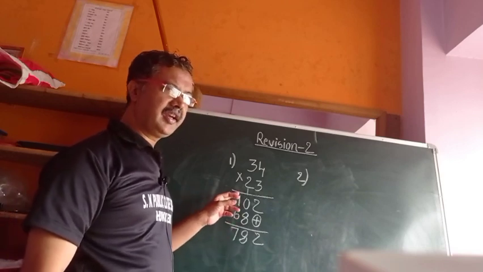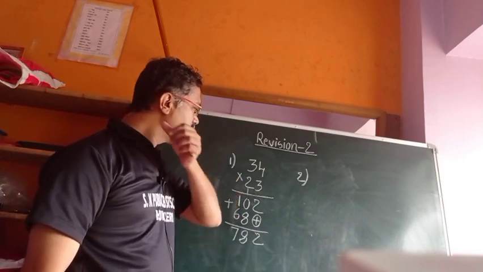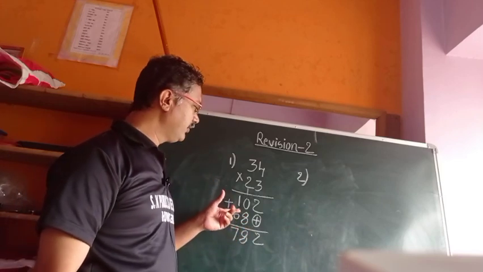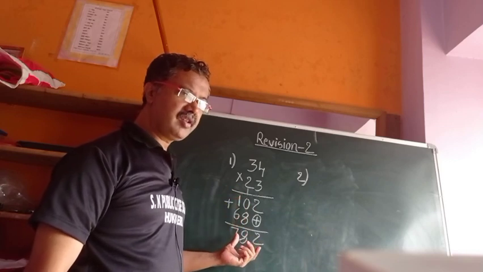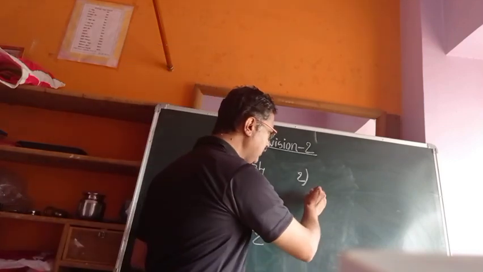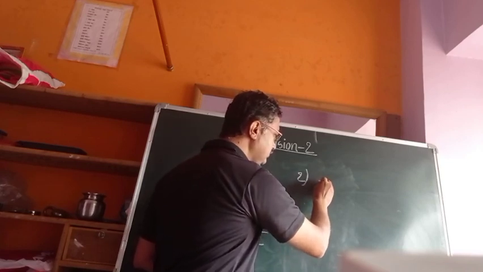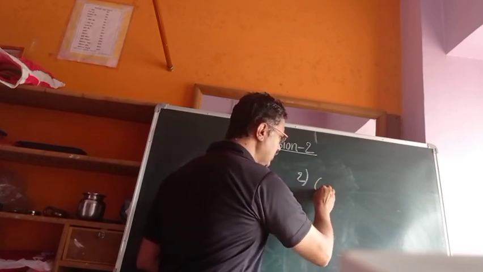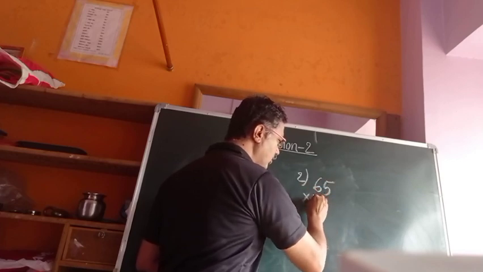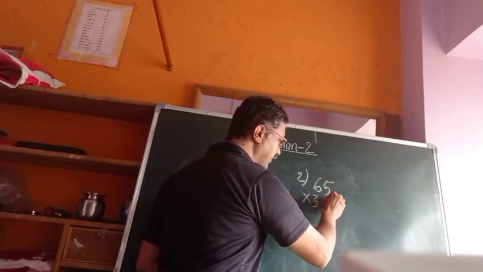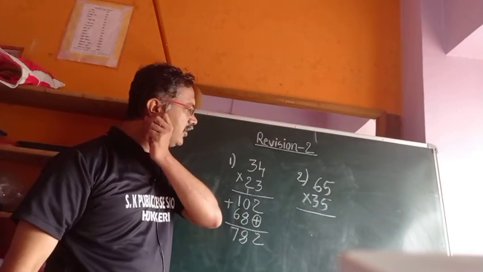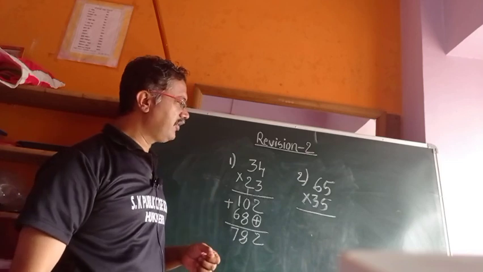Copy this and try to solve it without looking, and afterwards you can cross verify with the answers. Now I'll take another example, 65 into 35.